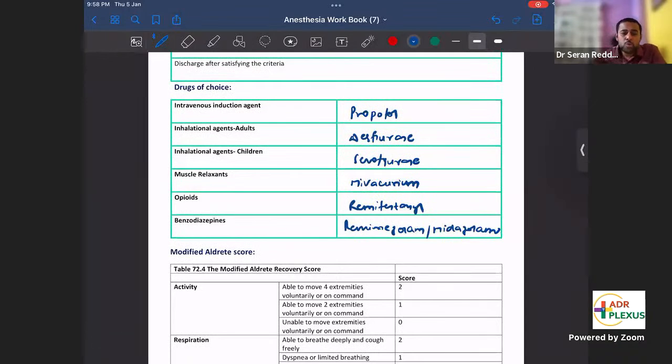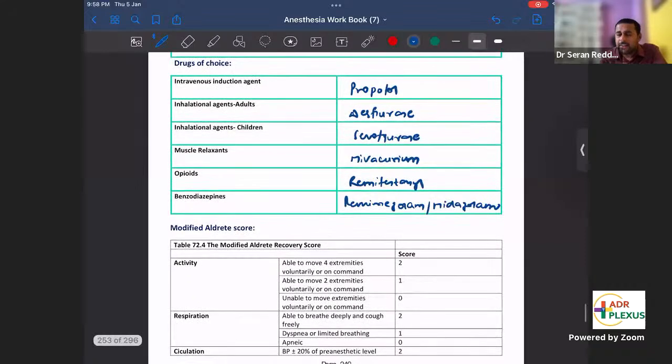So I want you to remember two scoring systems. When do you discharge the patient? When do you think the patient can be discharged from PACU, that is post anesthesia care unit, to the ward, and from ward to the home? Basically, there are two scoring systems. First of all, try to remember the names.